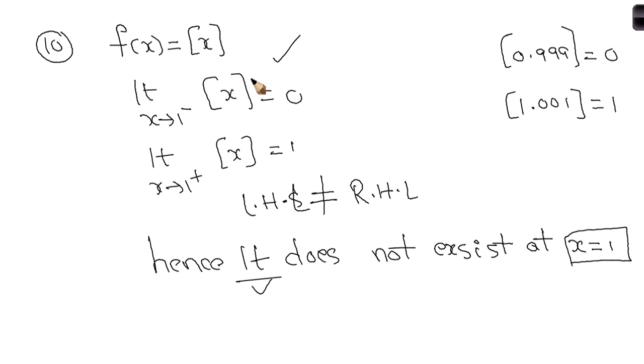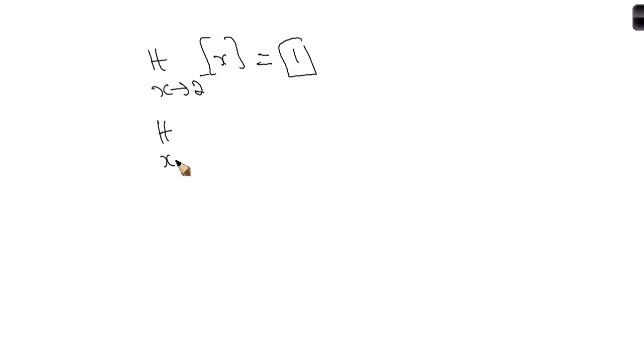Now the second part of this question, I need to prove this function is also not differentiable at x is equal to 2. I am 100% sure you can do it with what I have solved on this board for the first part. Can you try it on your own? So limit x tends to 2 minus of the greatest integer function would be 1, because at 1.99 the greatest integer function is 1. Limit x tends to 2 plus of the greatest integer function would be 2.